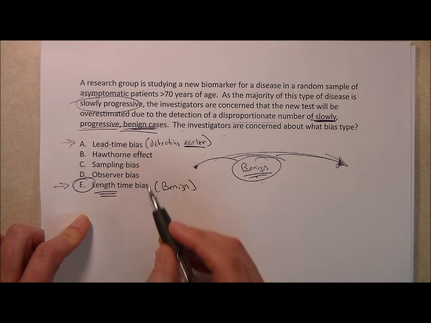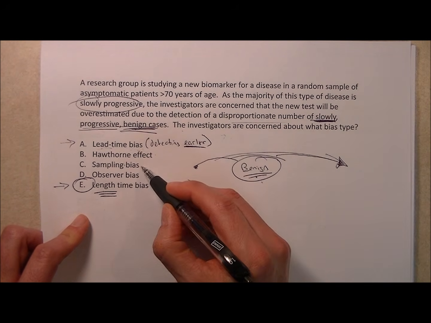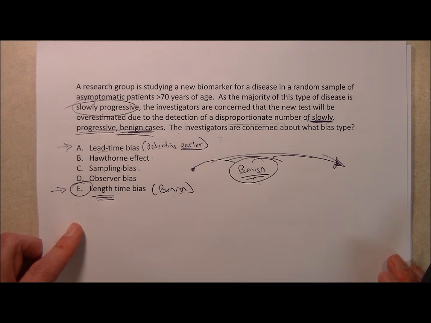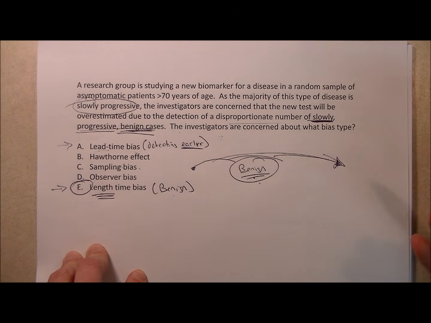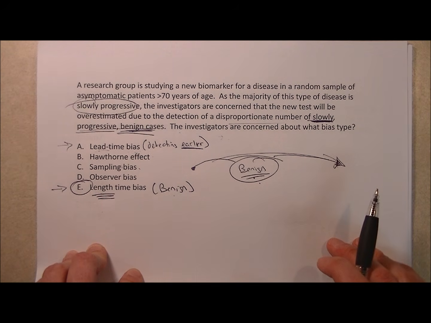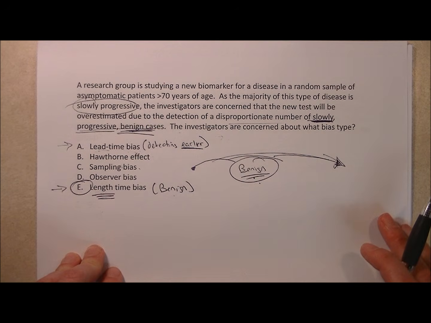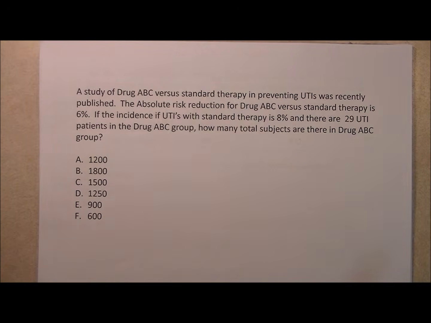Hawthorne, obviously, is people who know that they're being watched, so they change their behaviors. Sampling bias is something like where you're doing a test on, say, a Hispanic population, and you're trying to say, does that really apply to everybody else in the world? Can I adapt those results? But I just want you to know length time and lead time for right now.